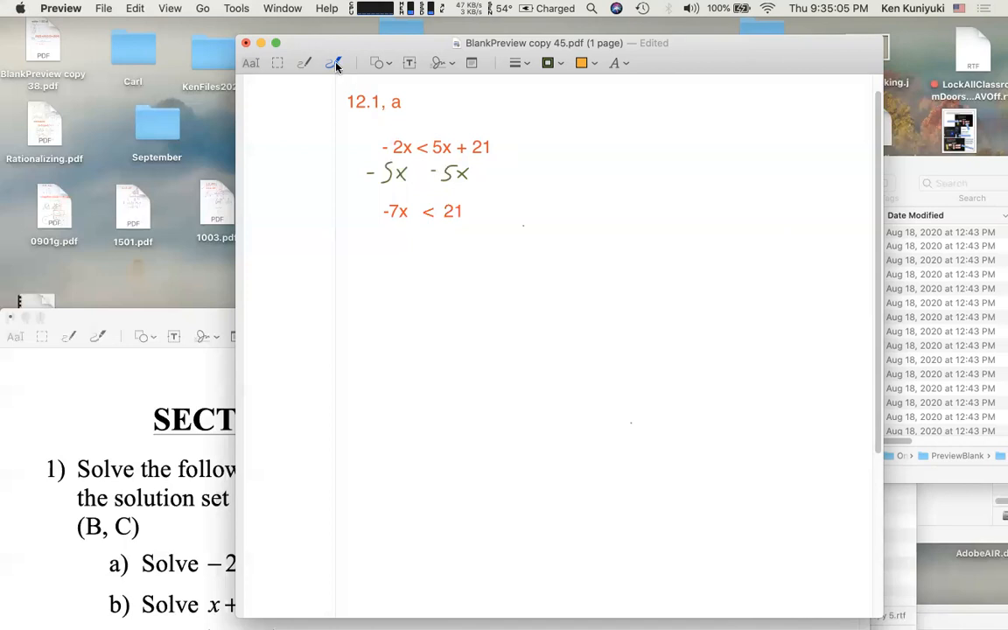All right. But now be careful. We now divide both sides by negative 7. Negative 7x divided by negative 7 is x. 21 divided by negative 7 is negative 3. What's the catch? Flip. Remember that when you multiply or divide both sides of an inequality by a negative number, or if you're switching sides, you must flip the inequality symbol. So that's the key observation.